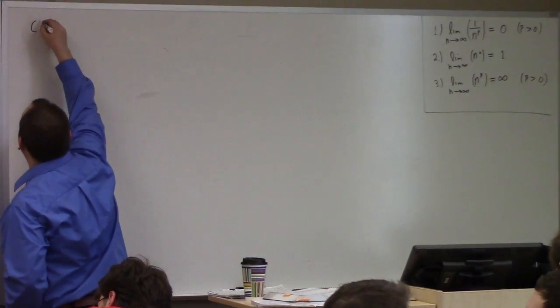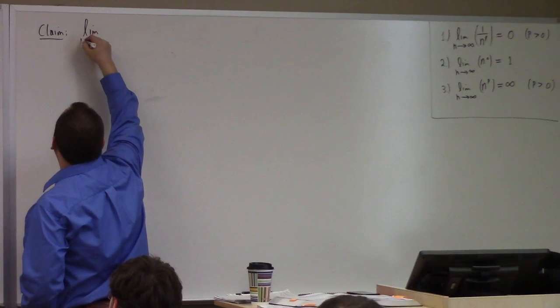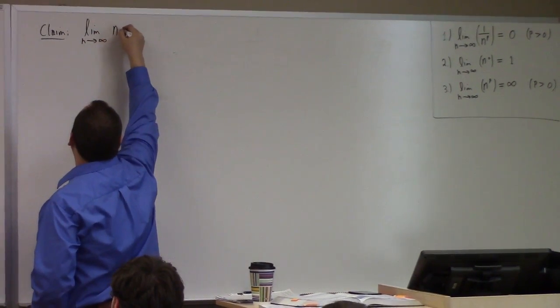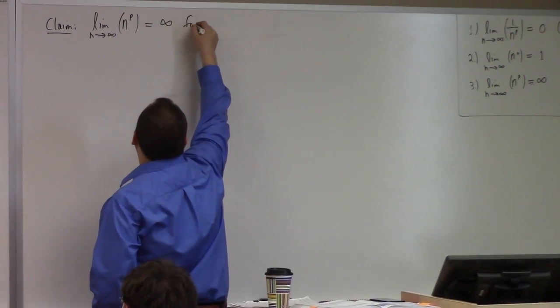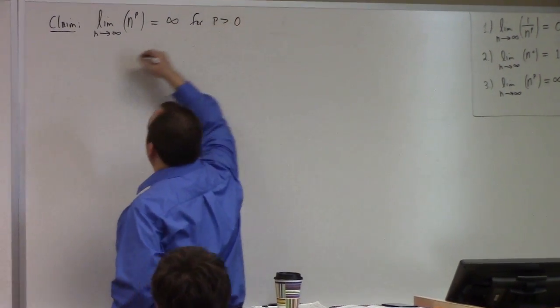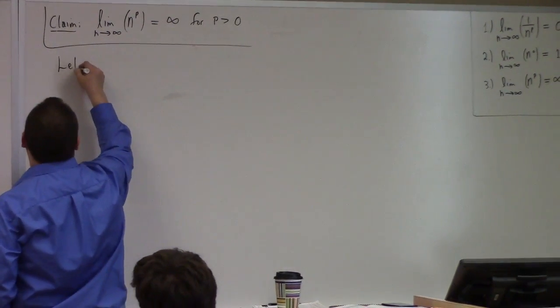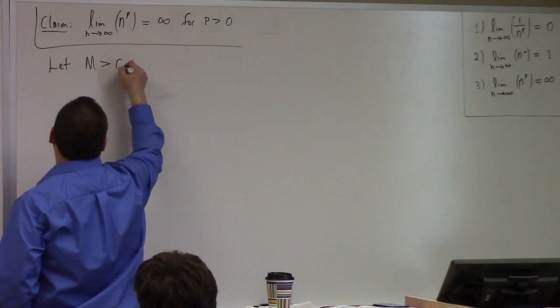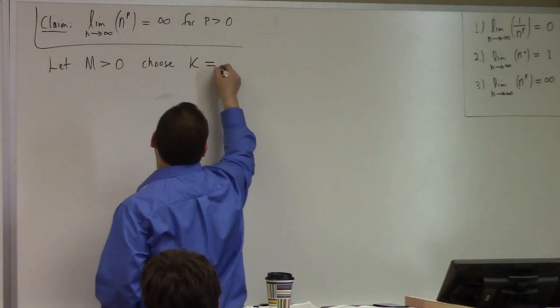So the next claim is that the limit as n goes to infinity of n to the p is equal to infinity for p greater than 0. All right. So let M be greater than 0 and choose K equal to what?